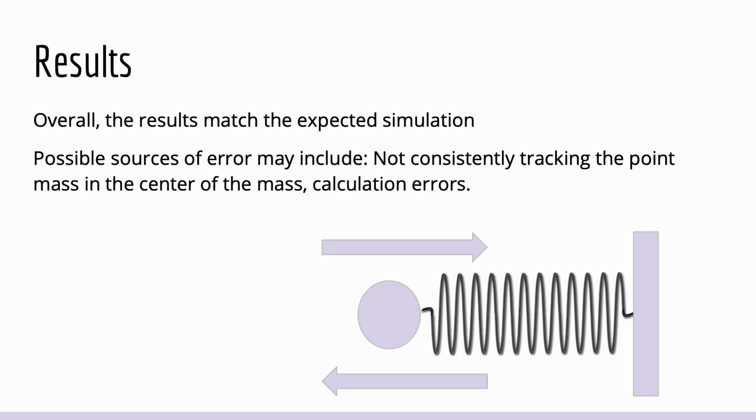Results. Overall, the results do match the expected simulation and are consistent with Newton's second law and the energy principle. Possible sources of error may include not consistently tracking the point mass in the center of the spring in the video, which can cause errors in the position versus time, and potential calculation errors for constants and for changing values.